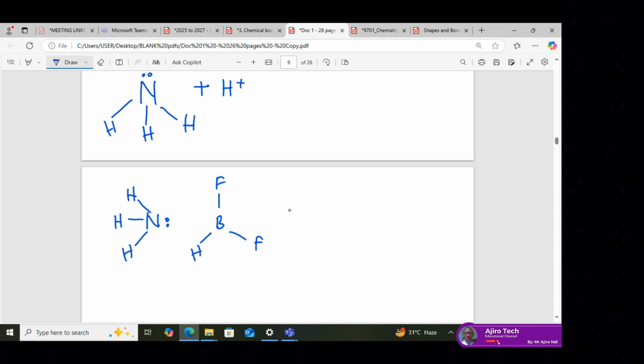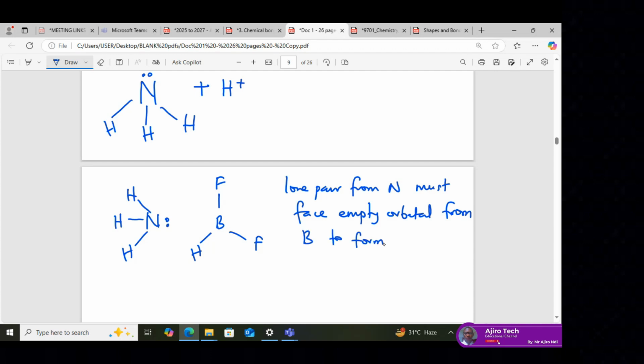How should the bond be formed? The lone pair from N must face the empty orbital from who? From boron, to form a dative covalent bond. Do you get the point now? You have to bring your empty orbital.